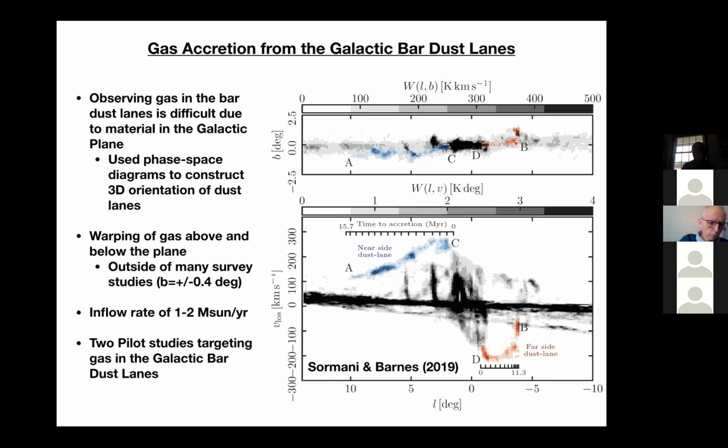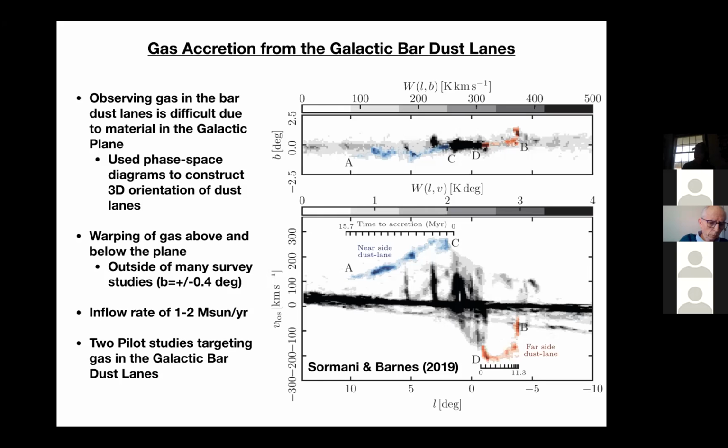Looking at the top figure here shows where they are oriented relative to the galactic plane. You can see this warping of the galactic bar dust lanes above and below the galactic plane. So this means that parts of the galactic bar are excluded from many surveys which target the inner region of the plane, so around latitude of about plus or minus 0.4 degrees.